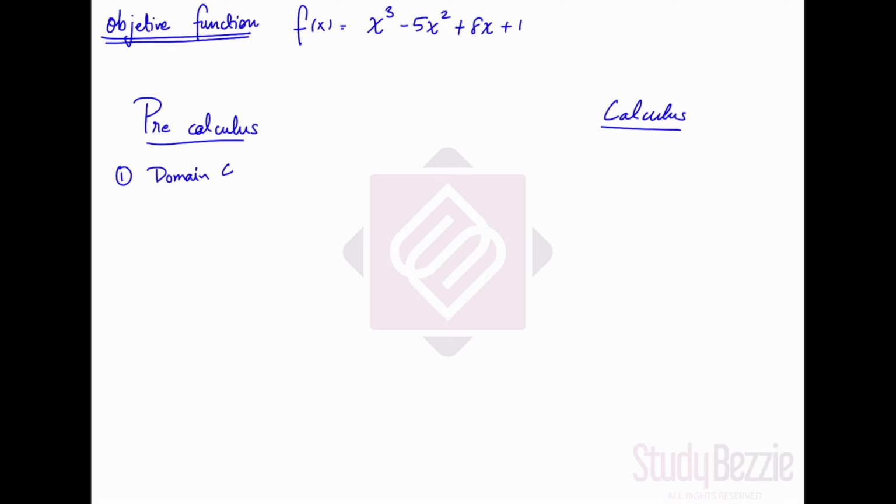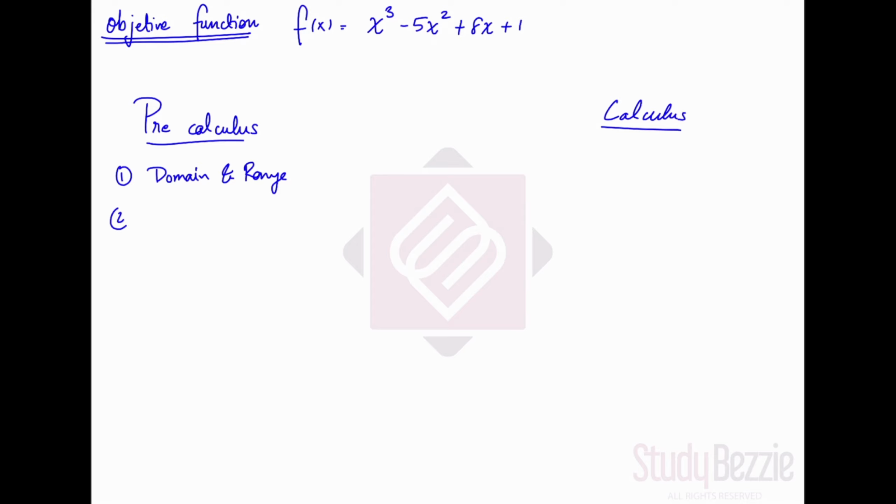the domain and the range of this function. As a polynomial of degree 3, a cubic polynomial has a domain of all real numbers and a range of all real numbers too. Don't really worry about that. That's something you're supposed to know, so you should be able to figure out the domain and the range of the function.